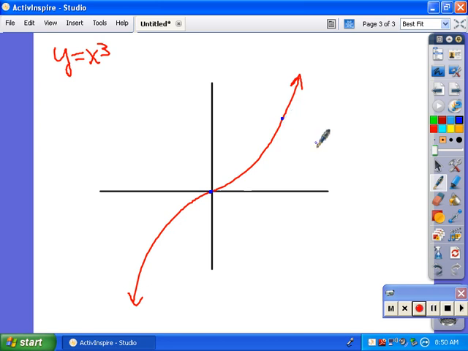If you take any point right there and send it through the origin and go the same distance through, it'll be back on the original graph.